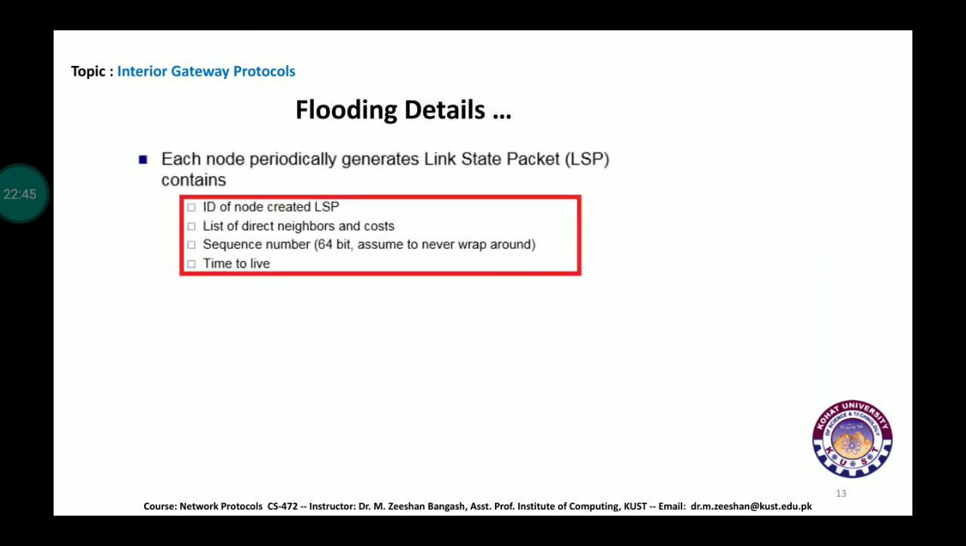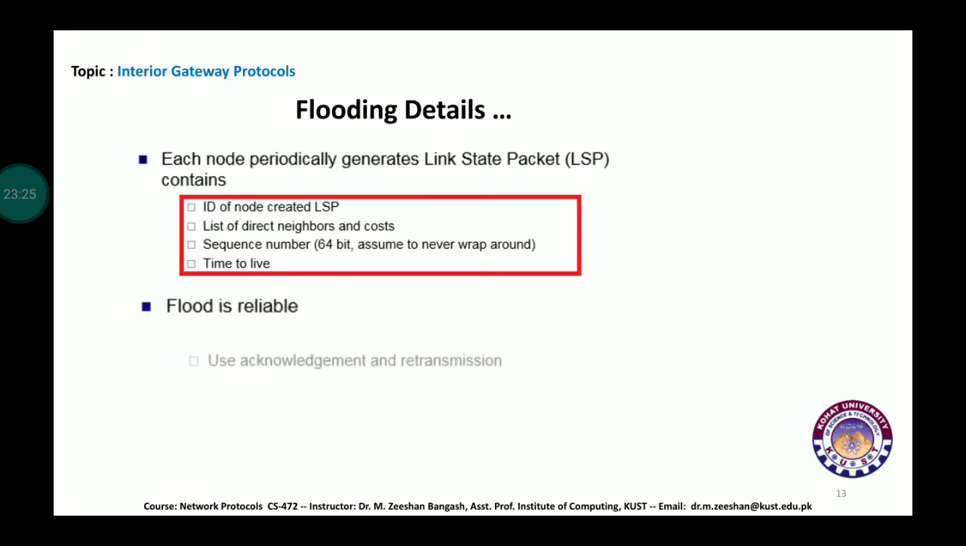Now every node periodically generates a link state packet. We call it an LSP, and this LSP contains the ID of the node. It contains the list and details about the direct neighbors along with their cost, and it includes the sequence number, which is a 64-bit number, and the last field is the time to live, so that redundant or unnecessary packets can be killed in the communication in order to avoid congestion.